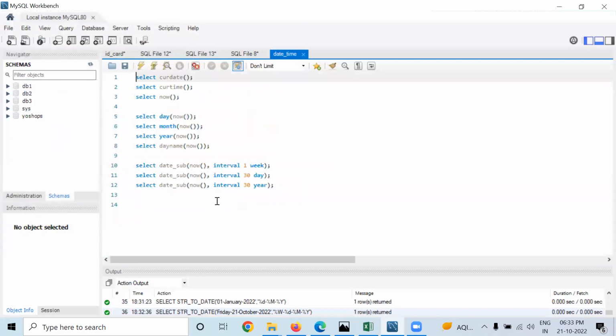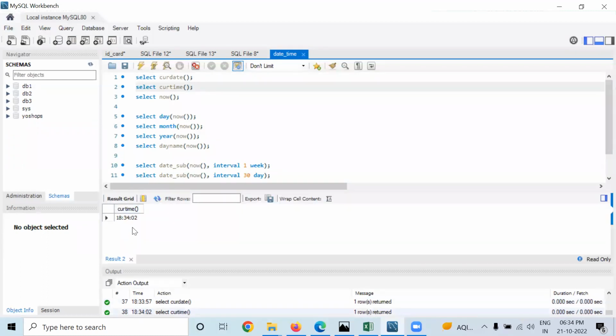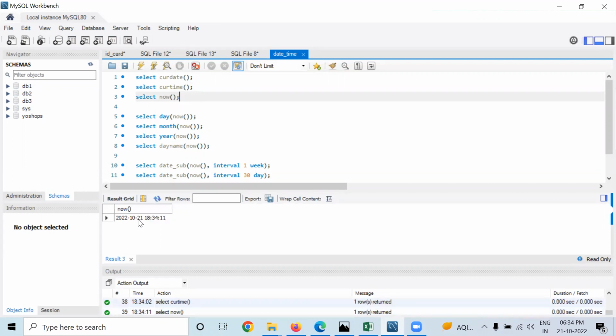Date time functions. This one was taken earlier, like current date. What is current date? Control Enter. So it is showing current date. What is current time? Control Enter. It is showing current time. This portion was taken earlier. You can check out the YouTube channel. And what is now, it will show you date and time both.